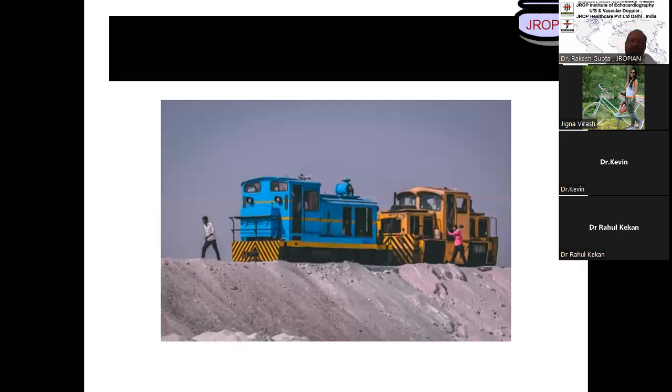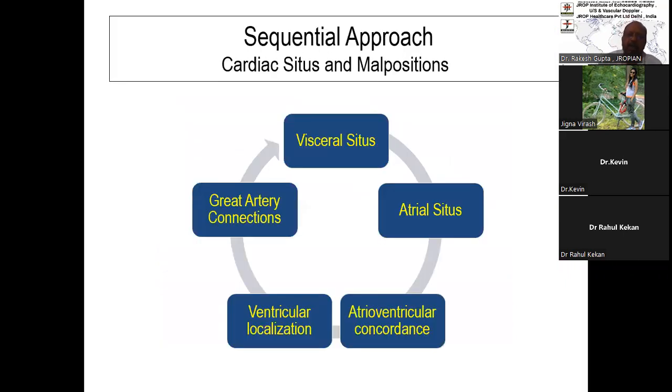Now the next part of the journey is, how do we identify these structures? That is the sequential approach, and this is the most important part of my talk today. We have to identify the visceral situs, atrial situs, atrioventricular concordance, ventricular localization, and great artery connections. The first and foremost is visceral situs.